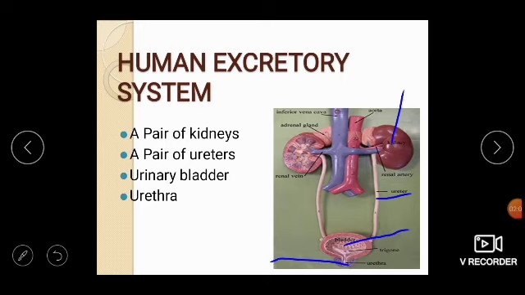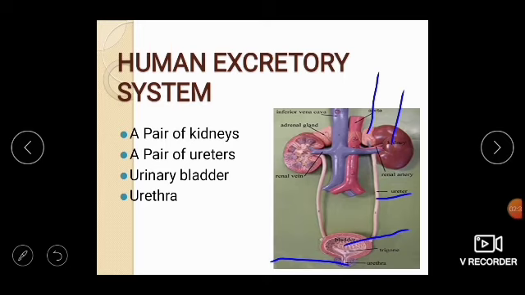Each kidney has a crimson red color. They bear adrenal glands and they are not located on the same plane. The right kidney is slightly lower than the left kidney due to the presence of the liver on the right side.